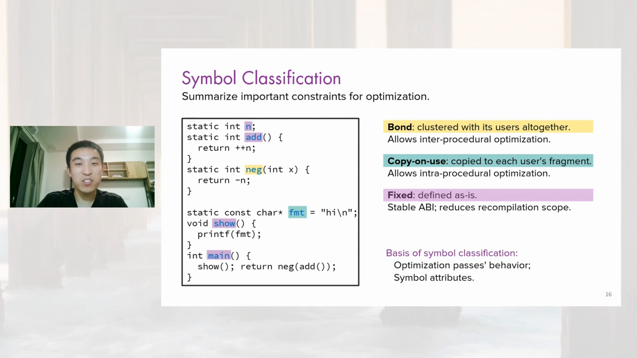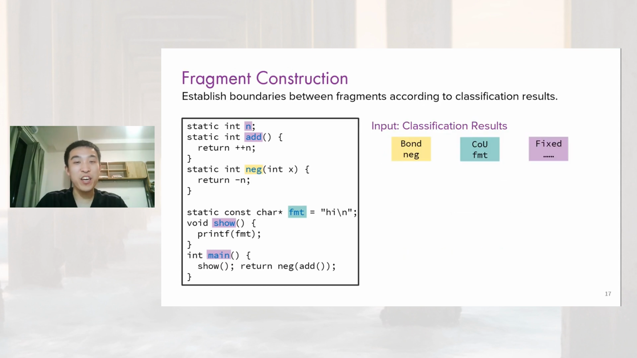To generate such a classification, we first run a trial optimization and collect the optimization path's behaviors. With the classification results, we can build fragments according to the optimization constraints. Inside one fragment, a symbol can be defined for local use only. It can also be exported or imported for cross-referencing.